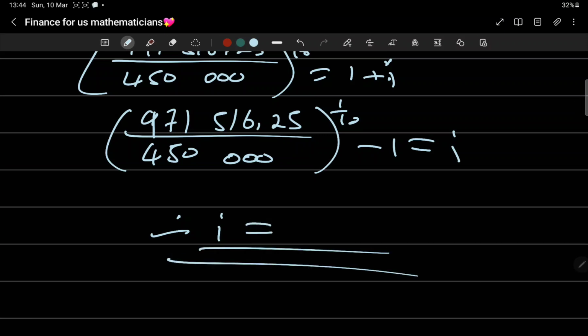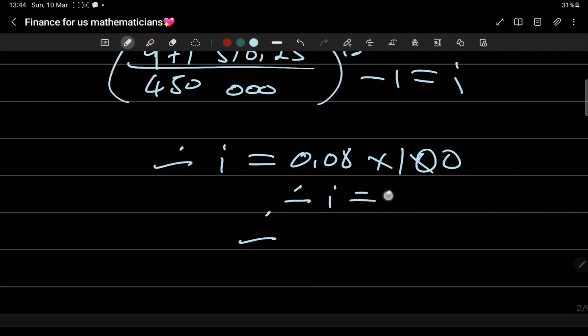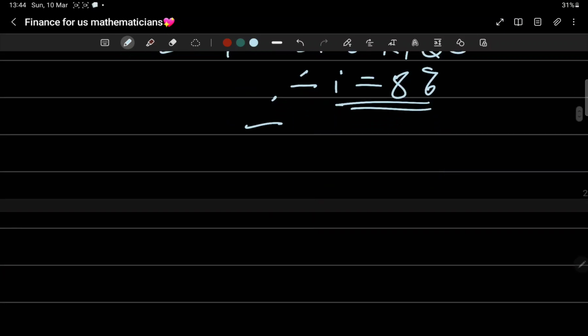On the calculator: 971,516.25 over 450,000, to the exponent of 1 over 10, minus 1. That gives 0.08, so it's less than 1, multiply by 100. Therefore I equals 8%.